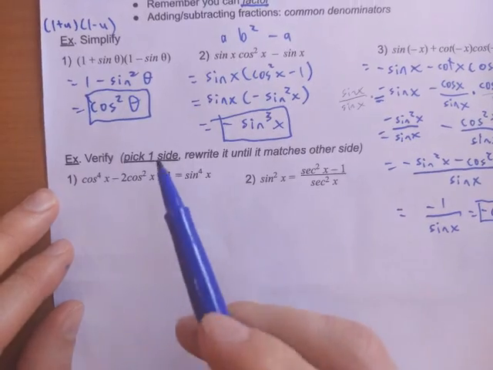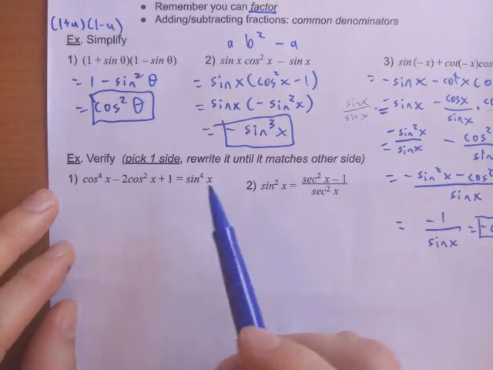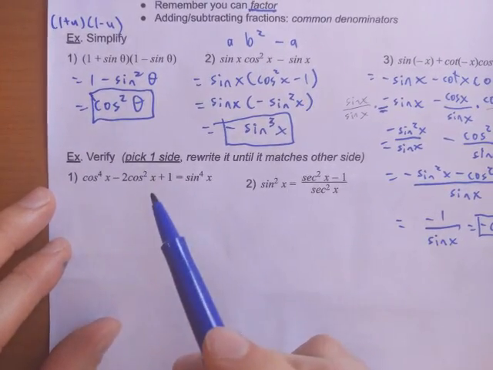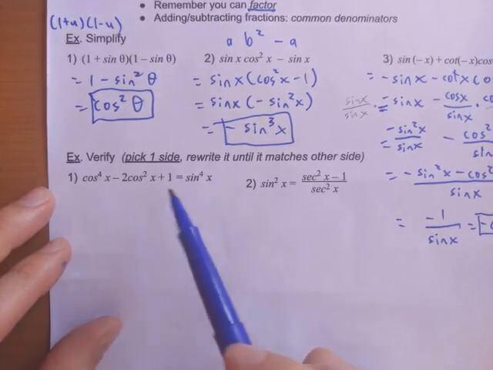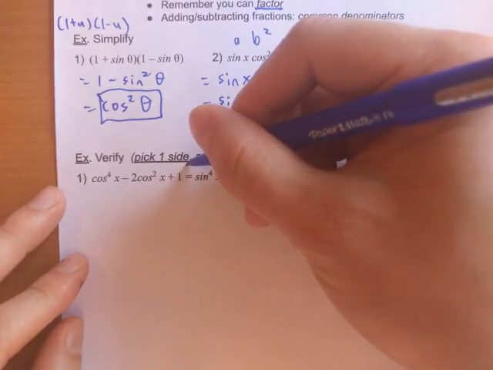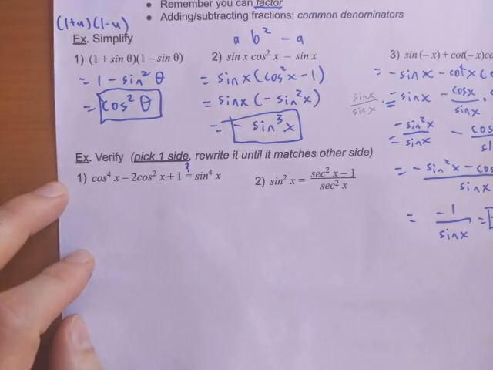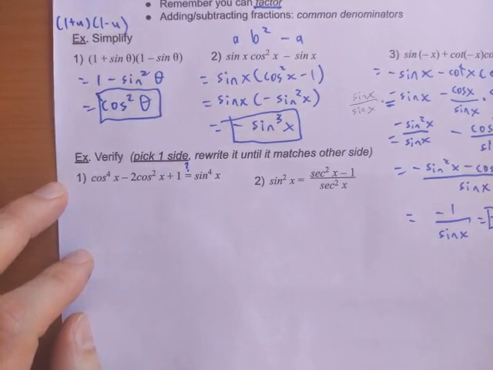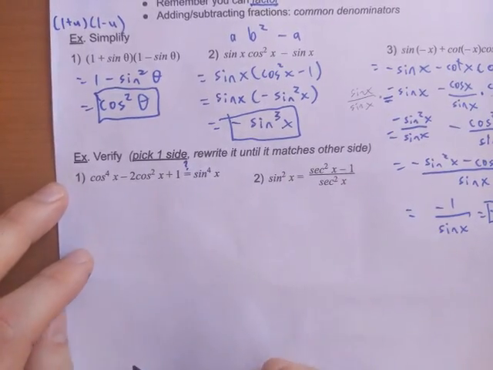All right, now you do have to just pick one side to work with. You can't work with this as an equation. You can't subtract 1 from both sides. If this was an equation, then we'd be done. It's kind of like there's a question mark here. Does that actually equal sine to the fourth x? You're trying to prove that. You can't work with this as an equation.